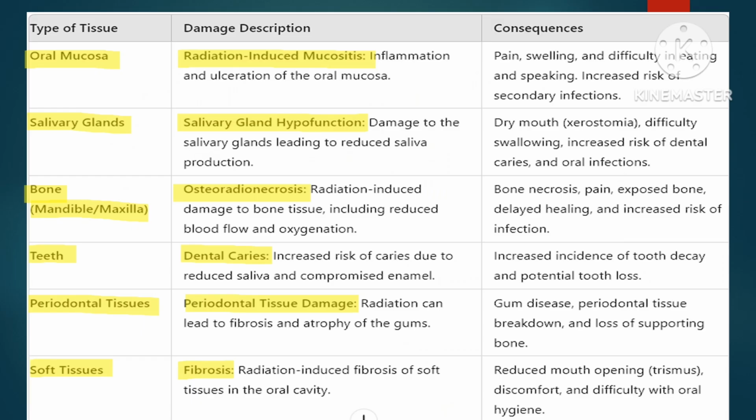The table given here describes the summary of the oral effects of radiation on the oral cavity. You may pause the video here and take a snapshot.